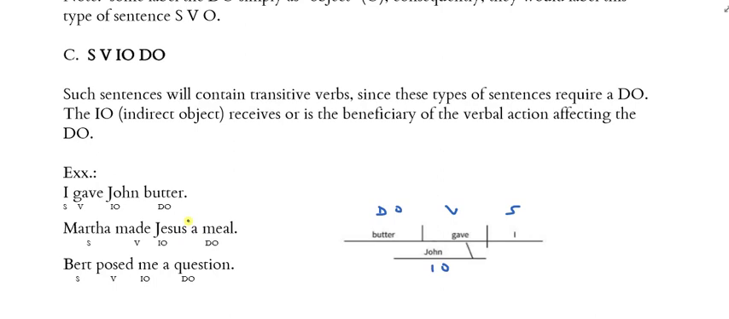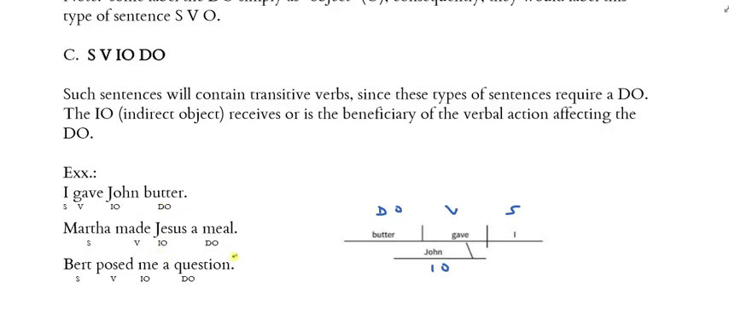SVIODO. These are sentences that are going to have transitive verbs because there's a direct object involved here. But there's also going to be an indirect object. An indirect object that receives or is the beneficiary of the verbal action affecting the direct object. So I gave John butter. The thing I'm giving is butter. John is the recipient. I gave John butter.